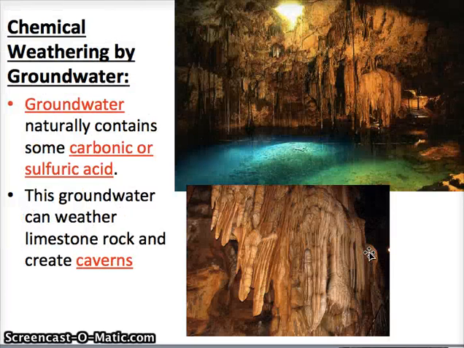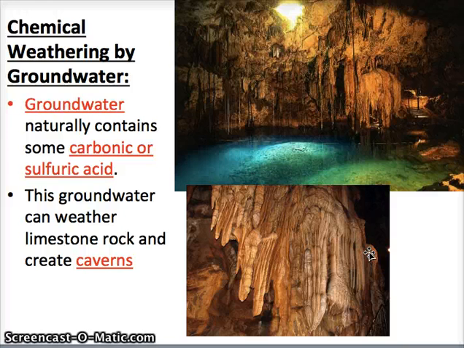Another type of chemical weathering is by groundwater. Groundwater is water that's found under the ground, and this type of water usually contains a small amount of carbonic or sulfuric acid, and it's naturally found underground. So when that water comes in contact with stones such as limestone, it's going to slowly weather the rock.